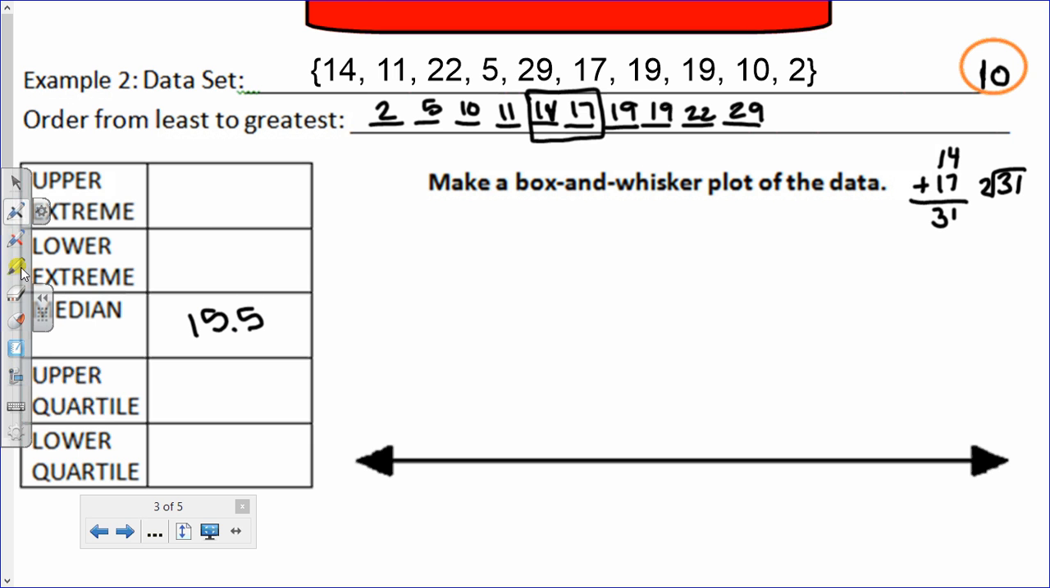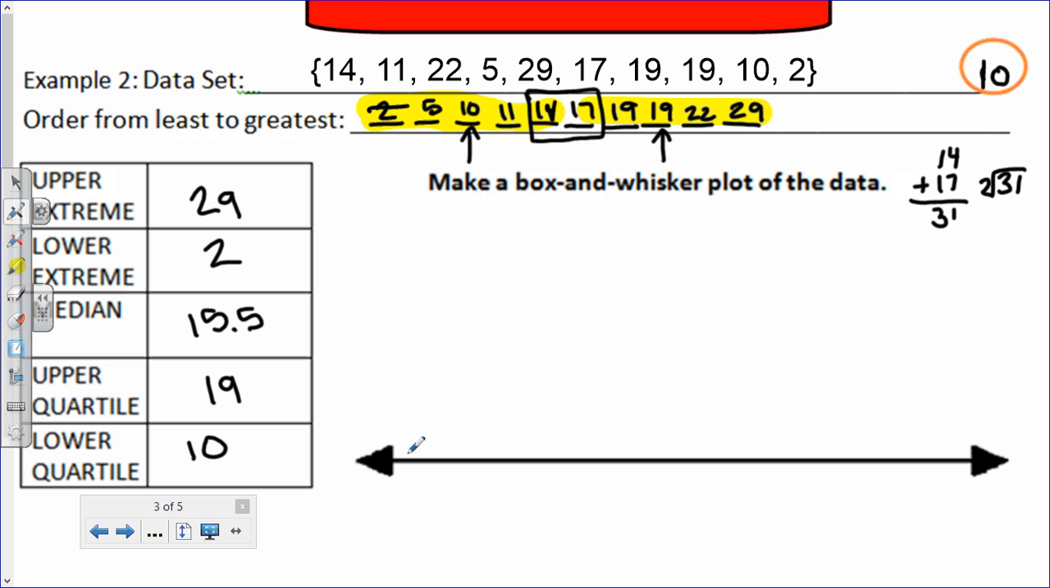Great. Now let's do my lower half. That 14 is going to be chunked with the bottom, and the 17 is going to go up to the top. So we have the middle number, 1, 2, 3, 4, 5. That's going to make this middle number right here, 10, the lower quartile. And 1, 2, 3, 4, 5, this 19 is going to be the other one. Upper extreme 29, lower extreme 2, and we are good to go.